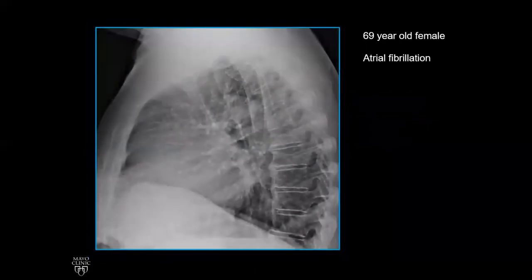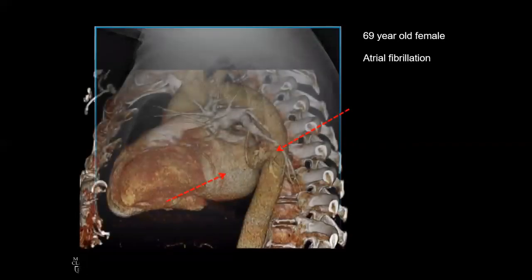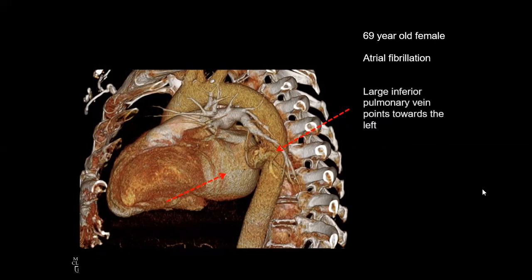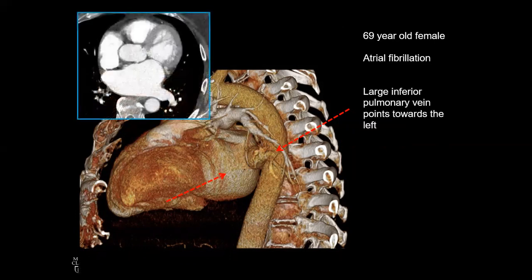Different patient, 69-year-old female, with atrial fibrillation. So in this patient, all the pulmonary veins are engorged because of congestion. And so there's a pulmonary vein here, upper pulmonary vein, fat left lower pulmonary vein, and here's the pulmonary arteries. A large inferior pulmonary vein points towards the left. There it is.